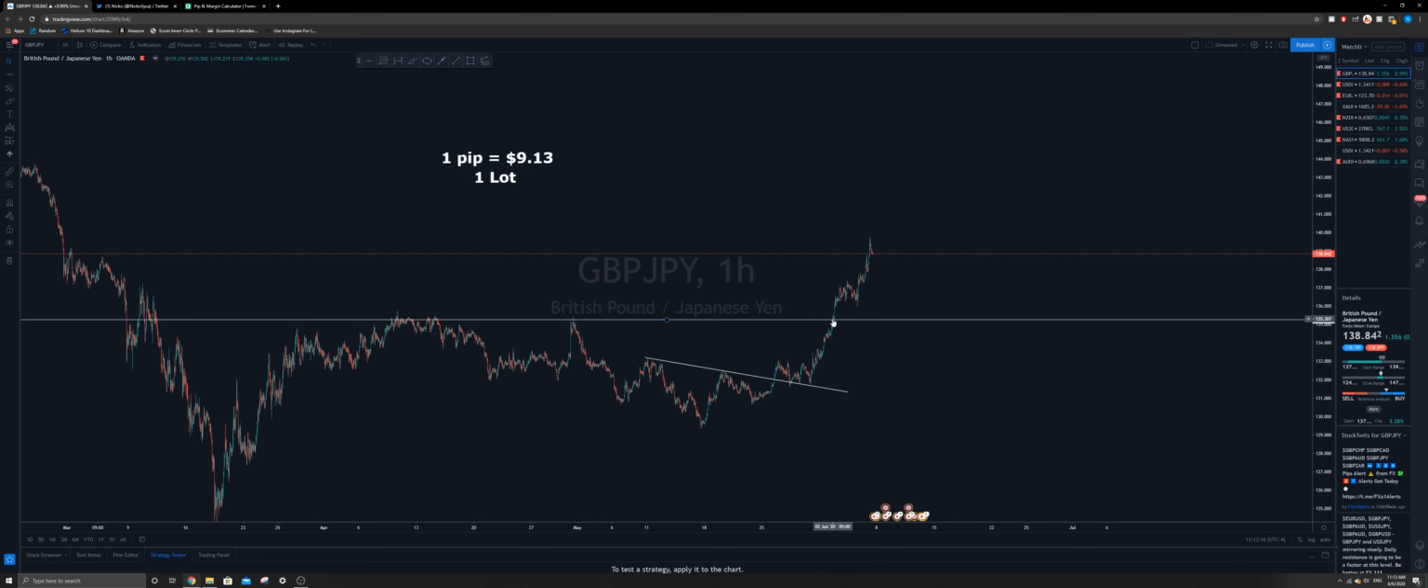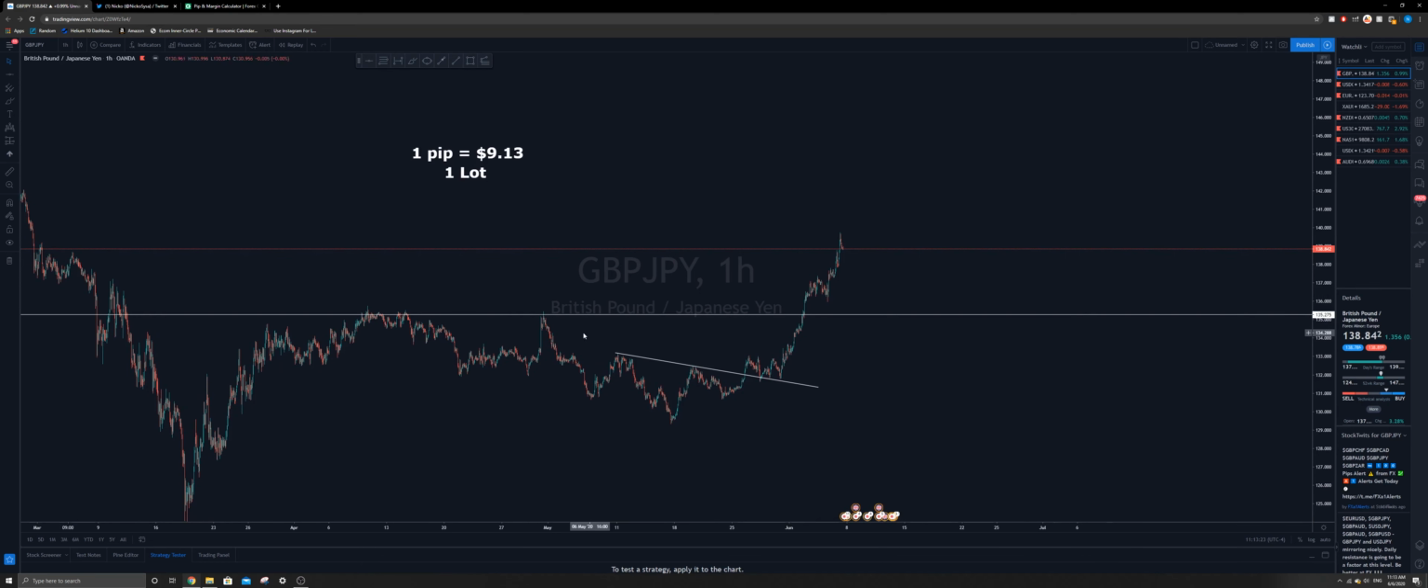Why did I put just 250 pips? Because of this resistance right here. This is for another video, but because of this resistance. Anyways, if you wanted to trade something like this, obviously when we trade a head and shoulders, right?